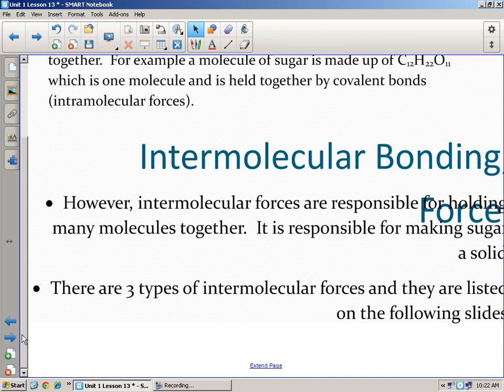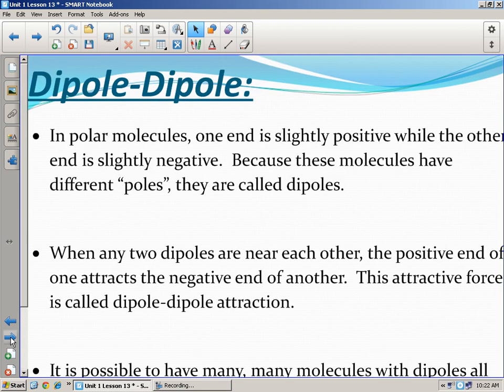Intermolecular bonding is responsible for states, really: gases, liquids, and solids. It's how well this molecule holds to a different molecule, to a different one, and so on. There are three different types of forces that we talked about. The first intermolecular force was dipole-dipole.